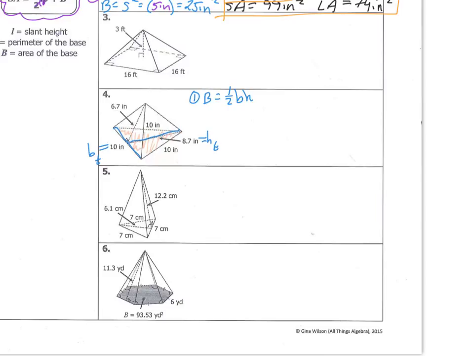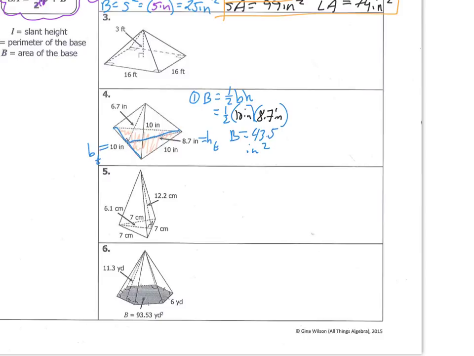So then I'm going to go ahead and find my big B, 1/2 times, I'm going to plug in 10 inches, and then my height is 8.7 inches. And if I multiply 10 times 8.7, I get 87 divided by 2. My big B ends up being 43.5 inches squared. So that's 1. So I've got big B out of my formula. I have to find P, perimeter. So let's find that next.